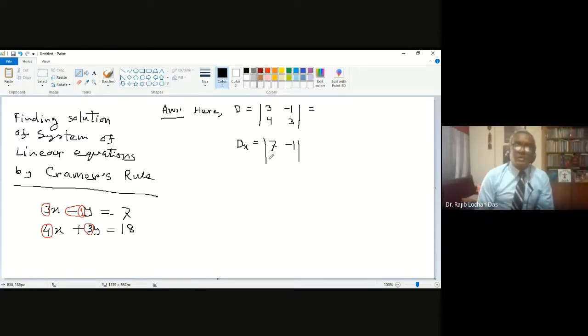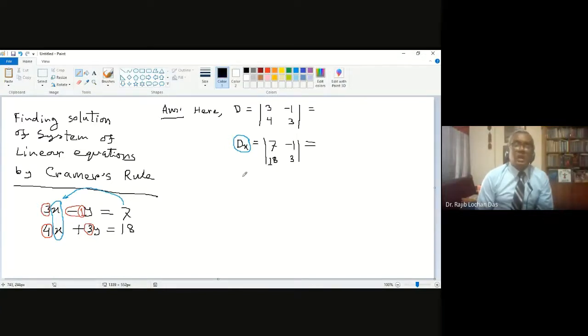So what is happening actually? You will think your x column position is changing. X is my Dx. So when I am writing Dx, that means I am changing the x column numbers. How will you change this? You will put the 7 and 18 in this column. So it is happening like this: 7, 18, and the other numbers are the same, minus 1 and 3. You will also find out the value of this.